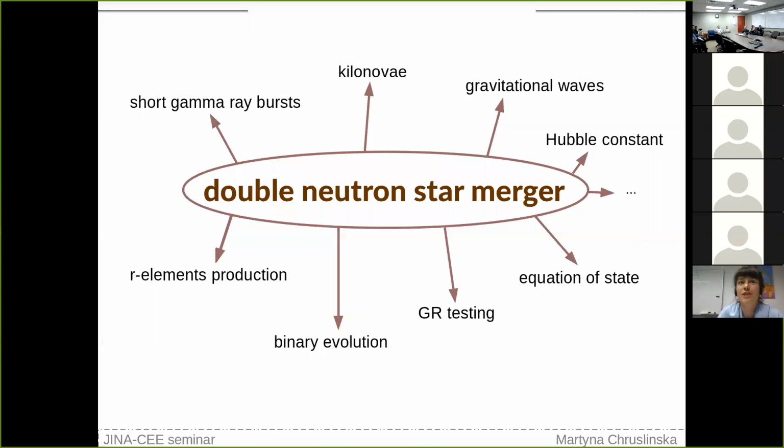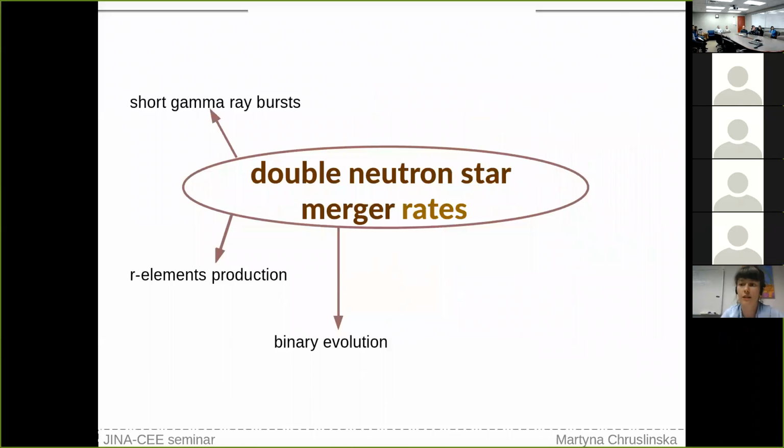Let me start by saying why it is an interesting topic to talk about for 40 minutes at all. First of all, double neutron stars are interesting objects. And if we happen to see their merger in gravitational waves and electromagnetic waves, as we did last year, then it has an impact on different areas of research, ranging from binary evolution, r-process elements production, short gamma ray burst physics, to even Hubble constant estimation.